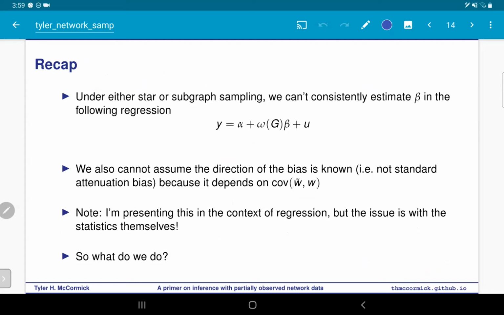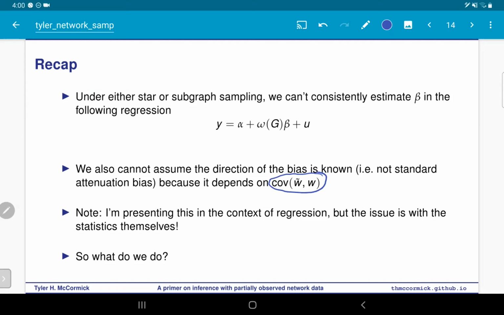Okay, so under either star or subgraph sampling, you can't consistently estimate beta in the regression that we've been talking about here. You also can't assume the direction of the bias is known. So it's not the standard attenuation bias that you might hope for in a setting where you have mismeasurement based on a simple random sample even. So what really matters is the covariance, how what you see varies with what the truth is, the covariance between those two things.